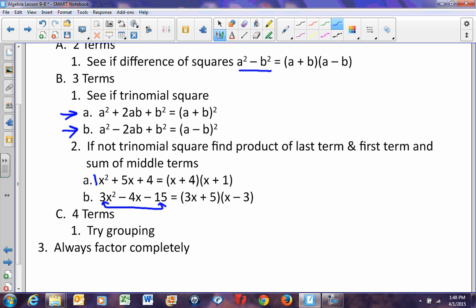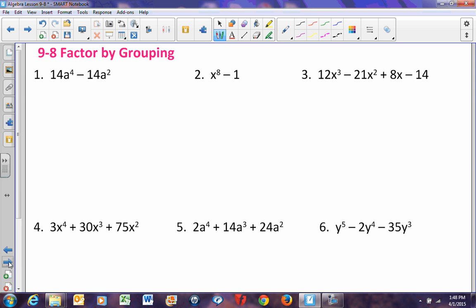And last but not least, the most important thing you'll ever hear is oftentimes I'll put this on the paper, factor completely, because that means sometimes you can factor more than once. So be careful with that. All right, let's take a look at some problems. We're going to factor completely.